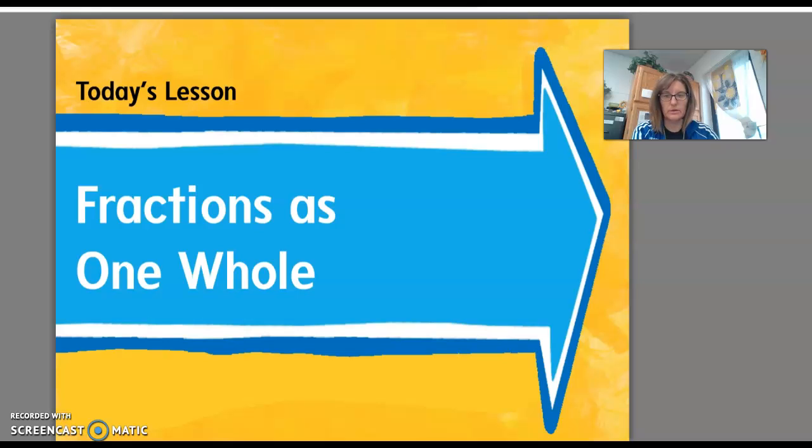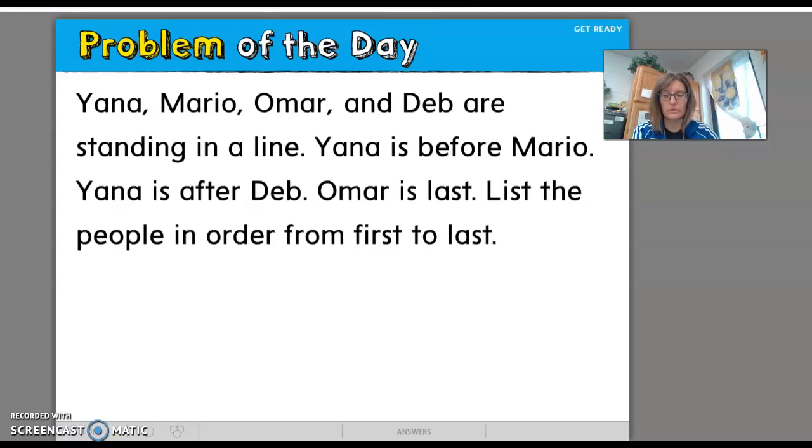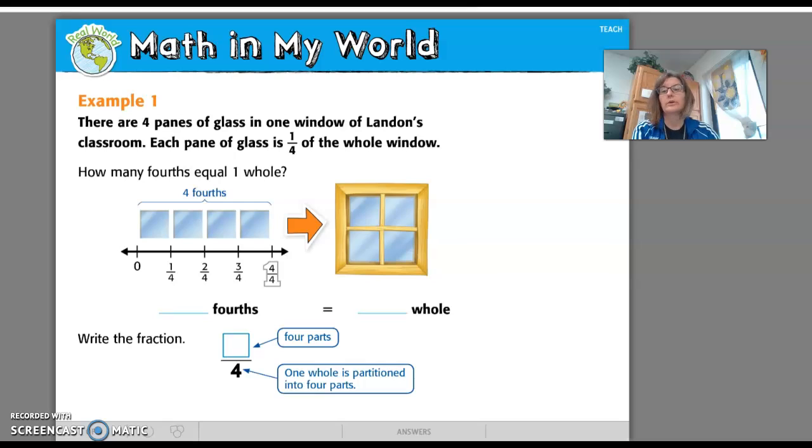We've talked about how we can use all the pieces to make the whole thing, so today we're going to take a look at that. We are starting with example 1.